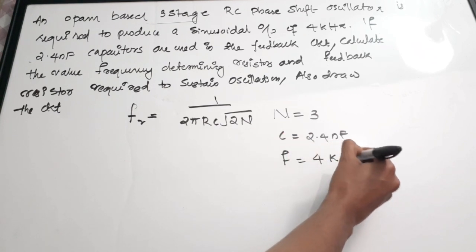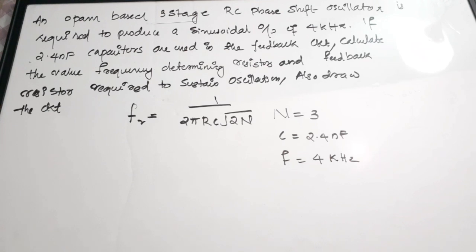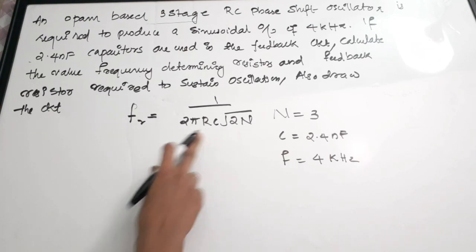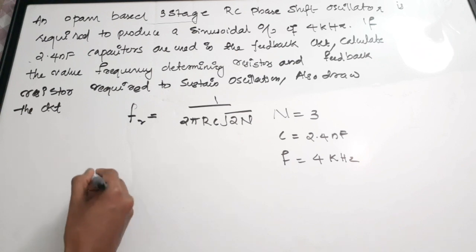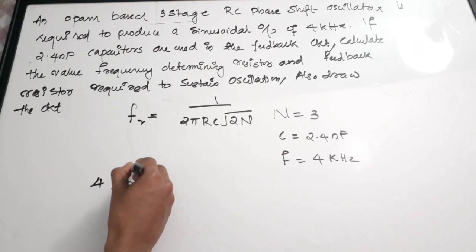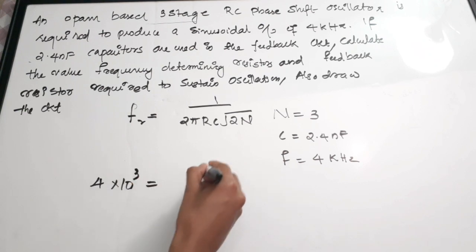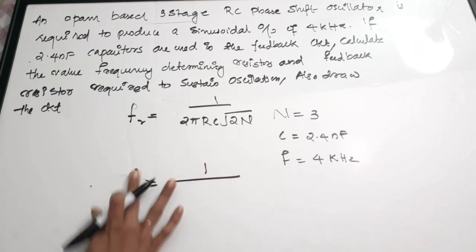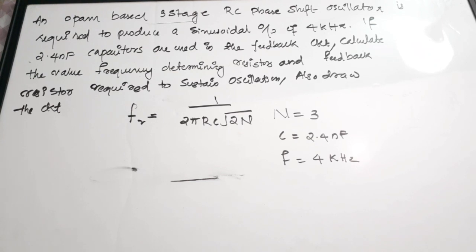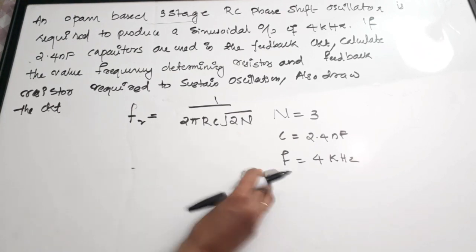So just substitute the values for F, n and C in the equation, and then you'll be getting the value for R. So I'm going to substitute F is 4 into 10 raised to 3 equal to 1 by, or directly you can write the equation for R. No need to write this equation.